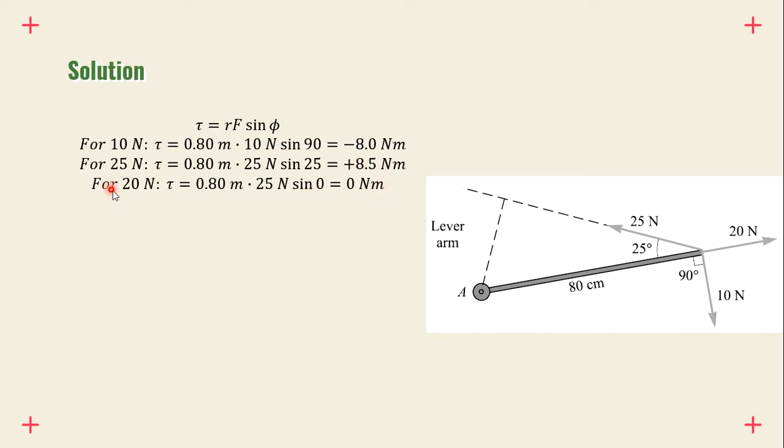How about for 20 newton? The 20 newton force is collinear with the pivot point A. So the line of action of that force passes through point A. That means the torque is 0. You can also prove it, if you don't believe that, by plugging it into the equation. So tau is equal to 0.8 times 25 sine 0. That will give you 0 newton meter.